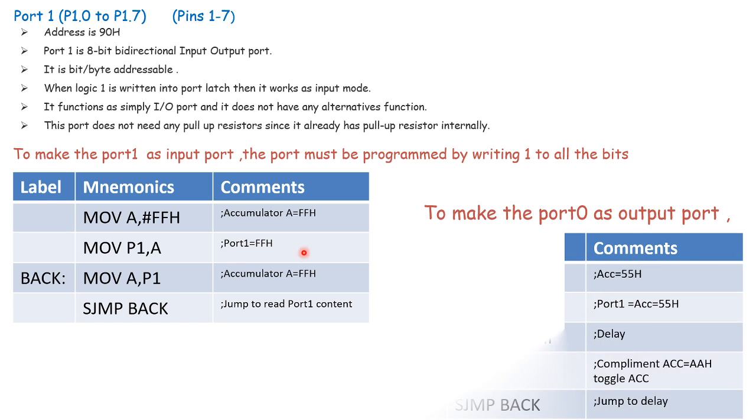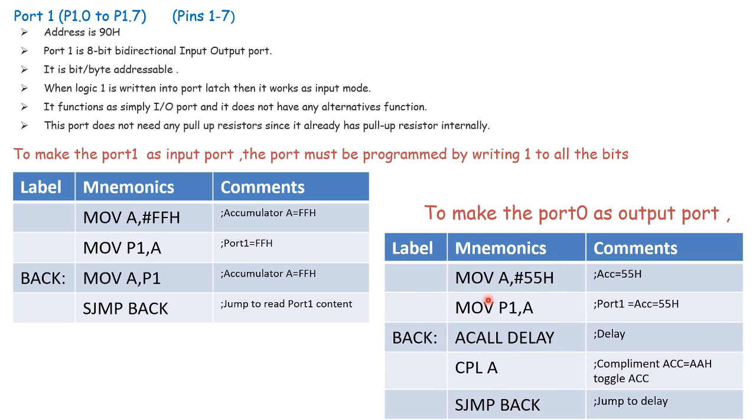To make port 1 an output port, MOV A, #55H: the content of the accumulator, 55H, is moved into port 1. Therefore this instruction works for port 1 as an output port. And then there is the complement of the accumulator, the toggling of the accumulator from 55H to AAH. So each bit of the accumulator gets complemented.